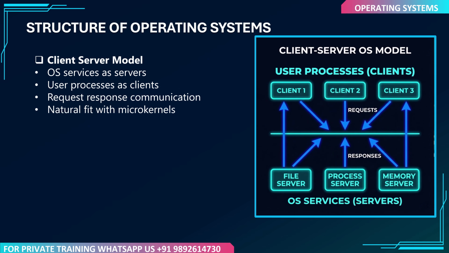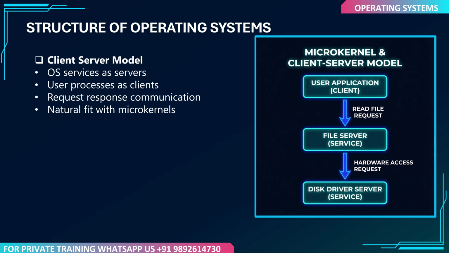Closely related to microkernels is the client-server model in operating systems. In this model, the operating system services are treated as servers and user processes act as clients. Clients request services and servers respond to those requests. This model fits naturally with microkernels. For example, the file system can be a server process. When a user application wants to read a file, it sends a request to the file server. The file server then communicates with the disk driver server to access the hardware.